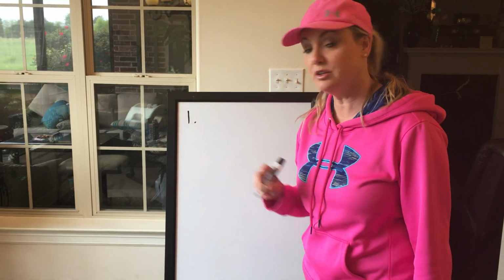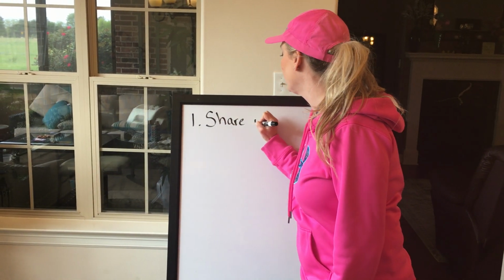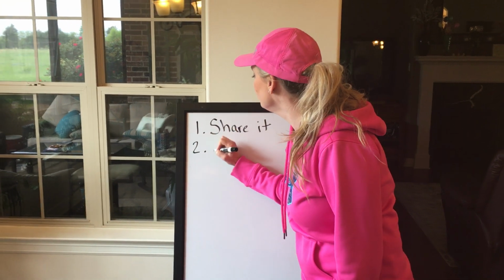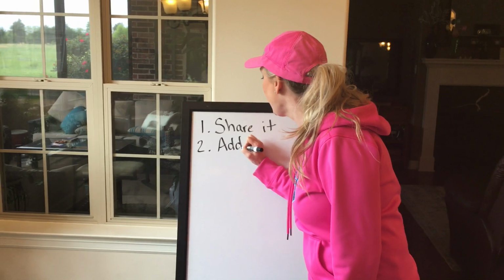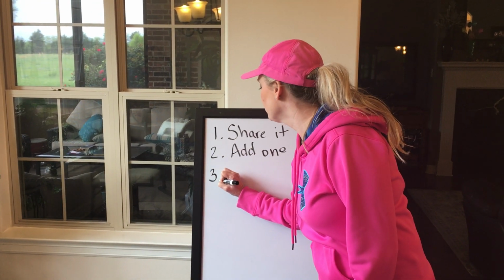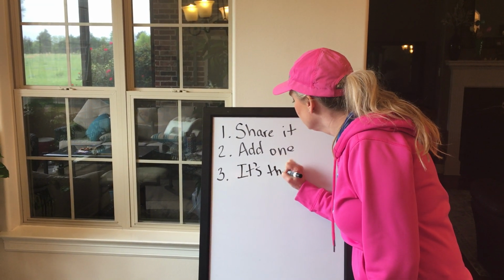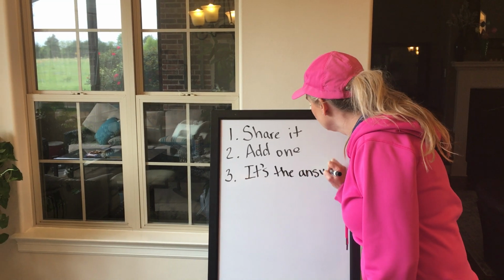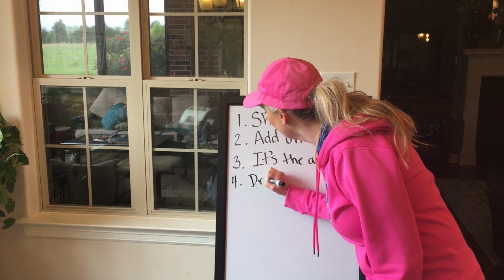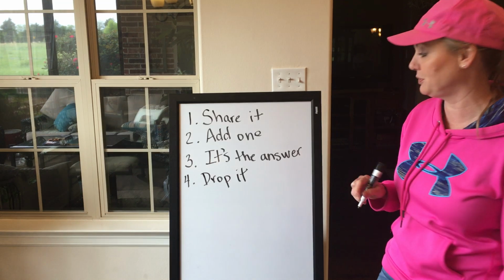The first one was share it. We can share the remainder. Number two was the add one rule, and we worked really hard on that one. Number three was it's the answer. And number four was drop it. Sometimes we just don't need the remainder.